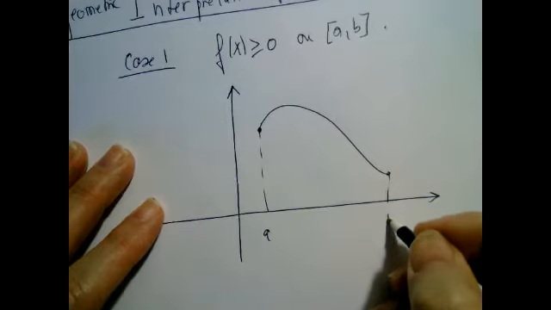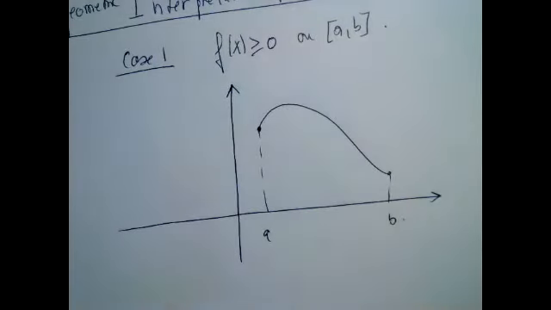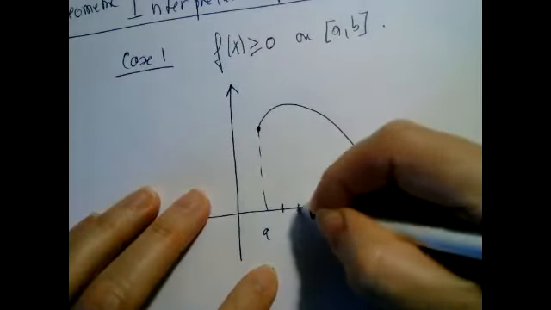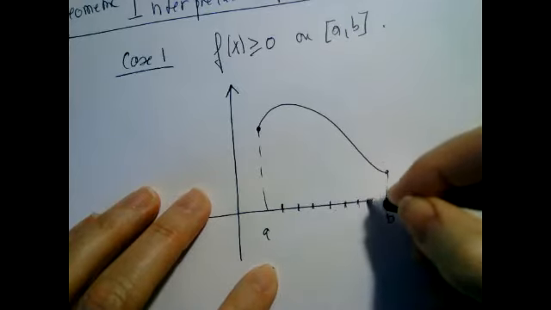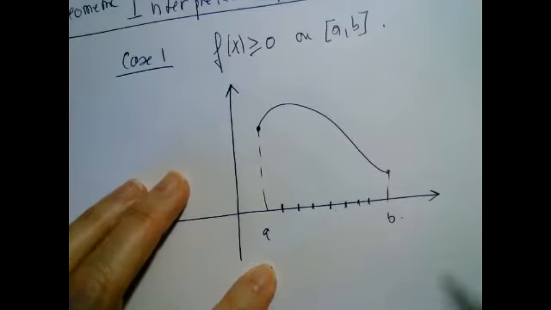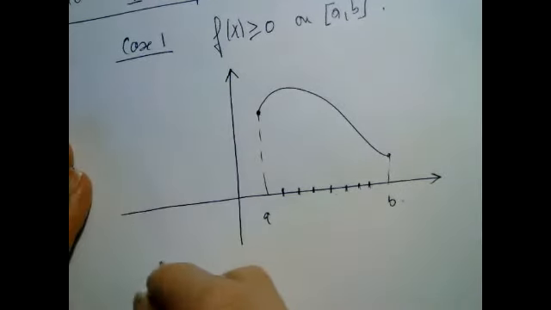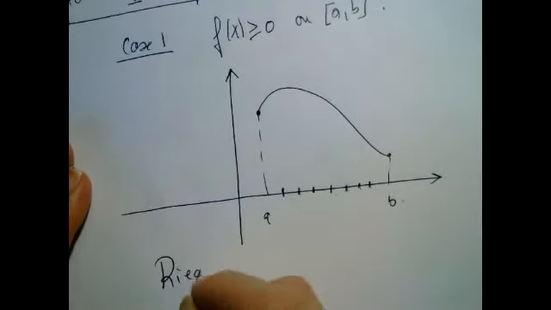That's A and B. And as we know, when I start taking those Riemann sums, I start dividing. Whether I take the left or the right, it doesn't really matter. So if I take the Riemann sum, I'm going to get the following.